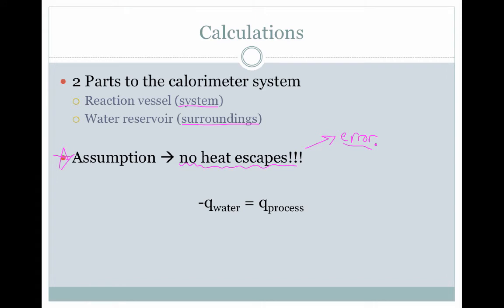The statement we already made in the previous slide is that the energy that goes into or out of the water must be exactly the same quantity as the energy that came in or out of the process, but we add in this extra negative sign to denote that the direction is different in both cases.